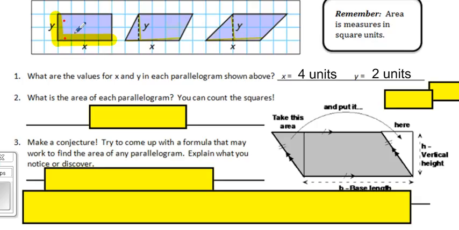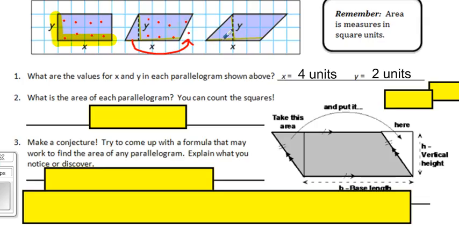So we have 1, 2, 3, 4, 5, 6, 7, 8. For this one, we have 1, 2, 3, 4, 5, 6. And I'm going to visualize that this piece is kind of tucked right here. If I were to chop this off and tack it on here, it would fill in this gap. So we had 6 so far, and 7, 8. So that's 8 as well.